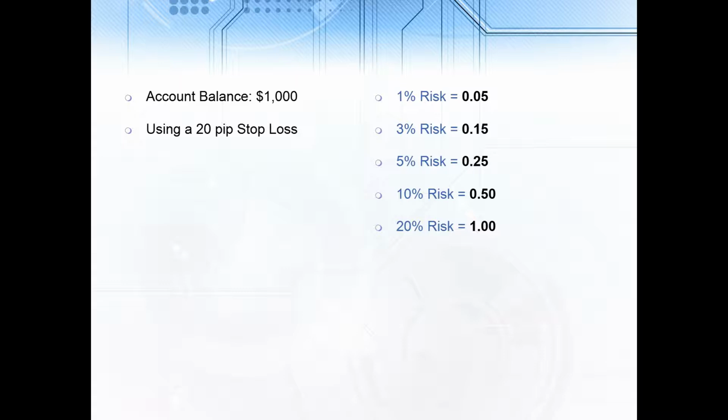10% risk. 20% risk, 1 lot. What does that mean? If we put a 1 lot in on a $1,000 account, we have a 20 pip stop loss, it gets hit, we're going to lose 20% of the account.